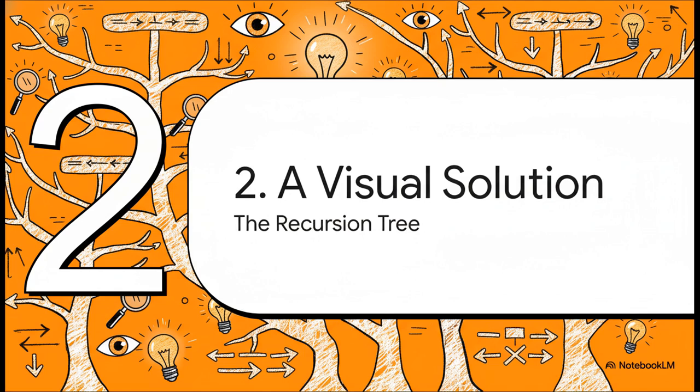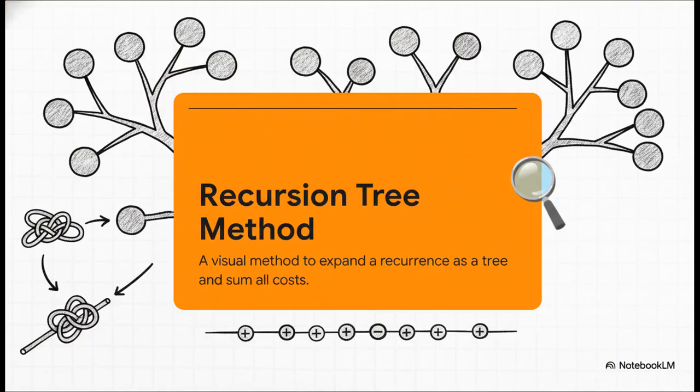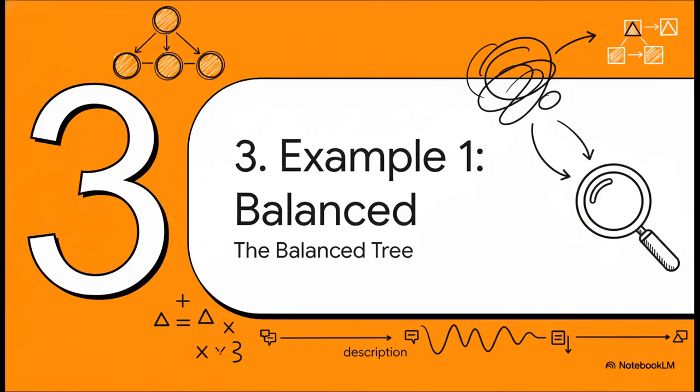Well, the good news is, instead of getting bogged down in abstract formulas, there's a really elegant way to visualize exactly what's happening, and that's where the recursion tree comes in. So what is this thing? The idea is actually incredibly simple, but so powerful. We take that recurrence relation, the math formula that describes the recursion, and we literally draw it out as a tree. Every node in that tree is the cost of a single call. Then all we have to do is add up the cost of each level, and then add up all the levels. It's that straightforward.